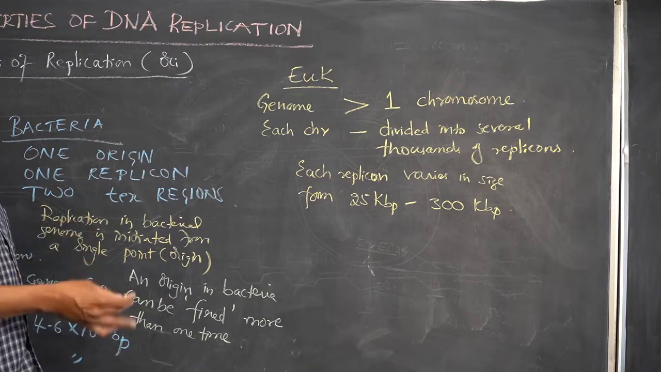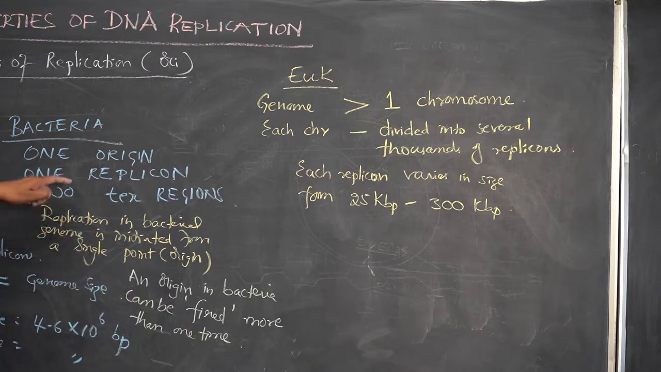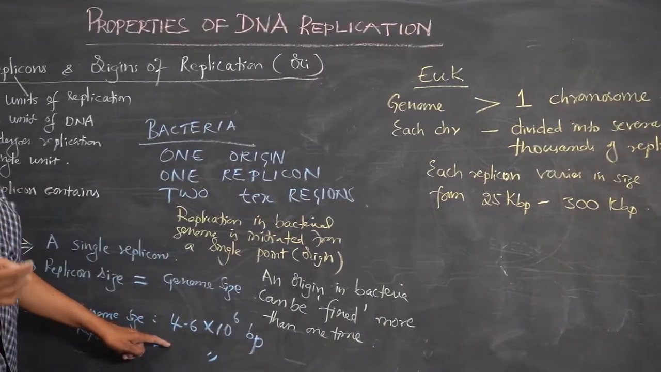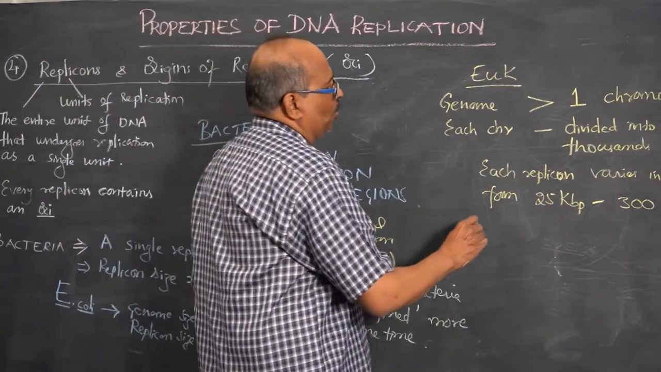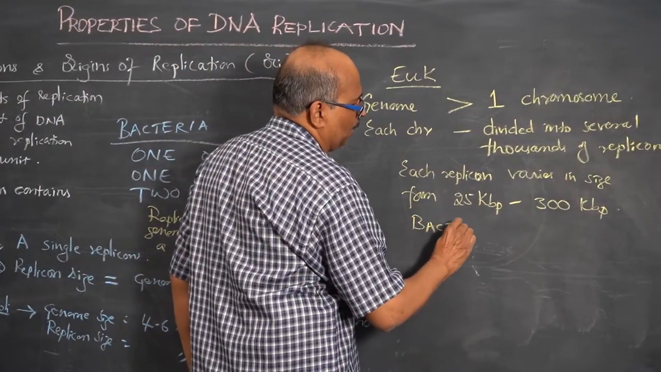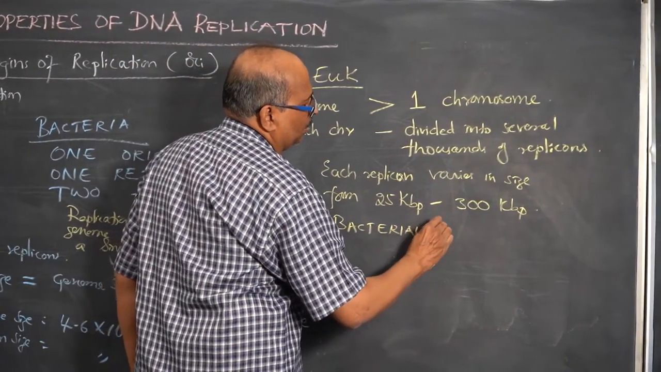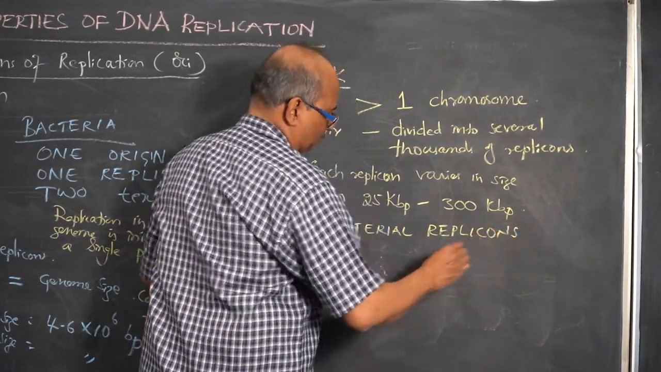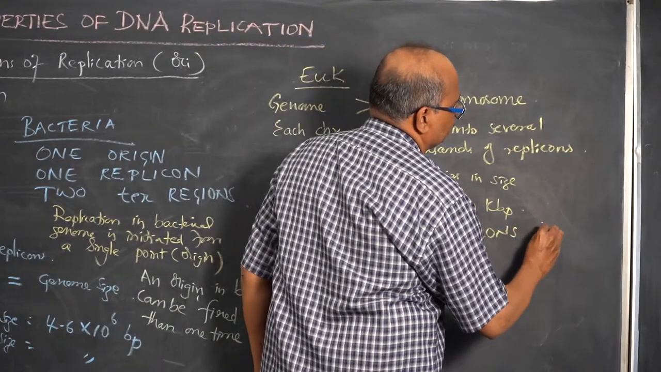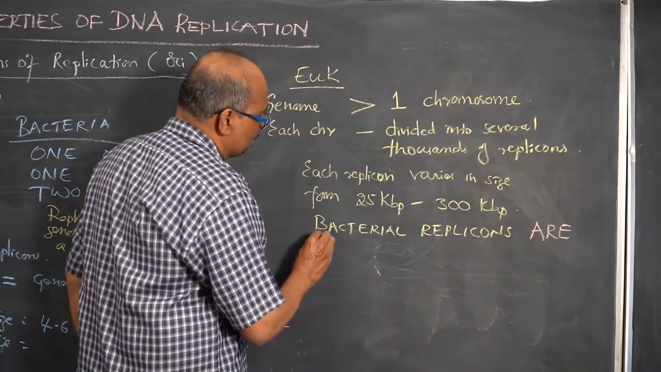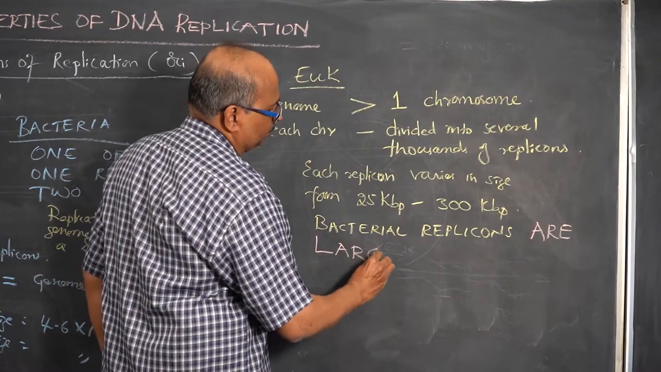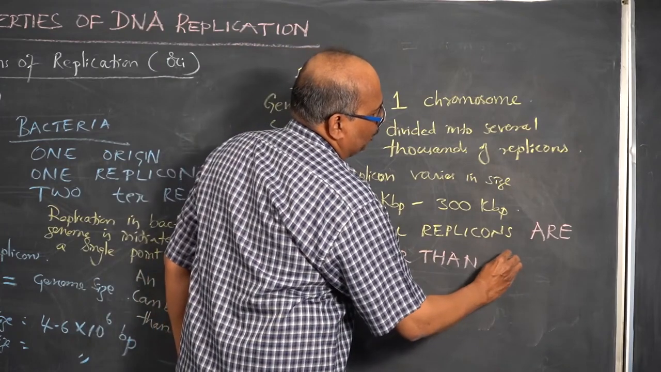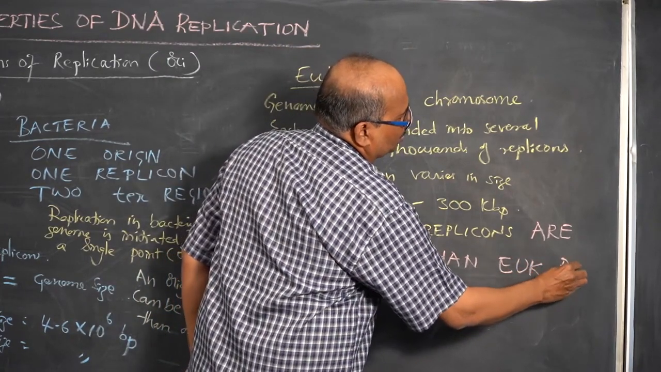Now see that these numbers are far smaller when you compare them with the bacterial case, where a replicon is 10 power 6 base pairs. So bacterial replicons are larger than eukaryotic replicons.